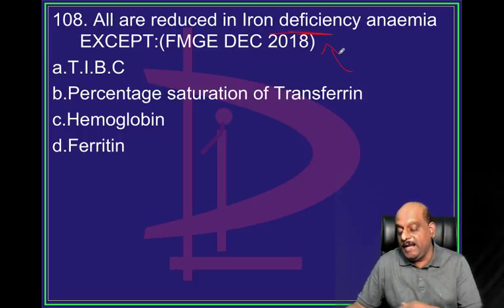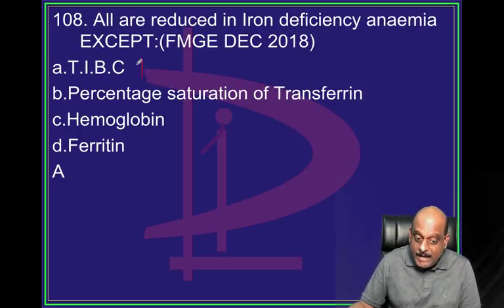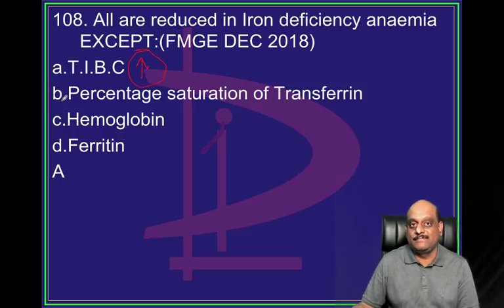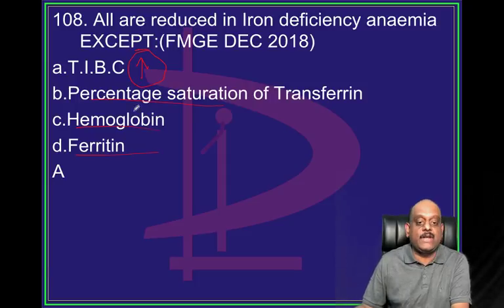Iron deficiency anemia. TIBC becomes elevated, doctor. Hemoglobin falls, ferritin falls, percentage saturation falls.